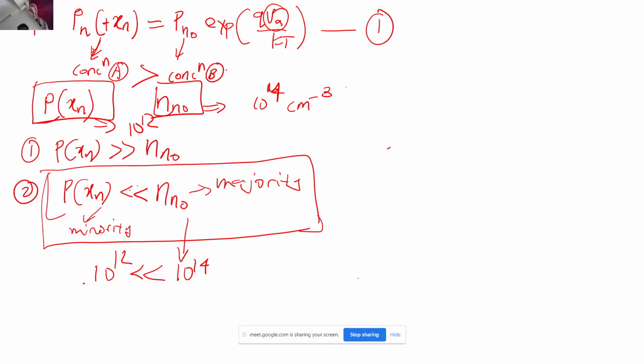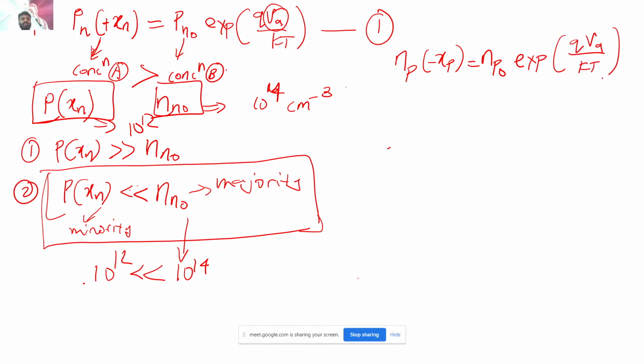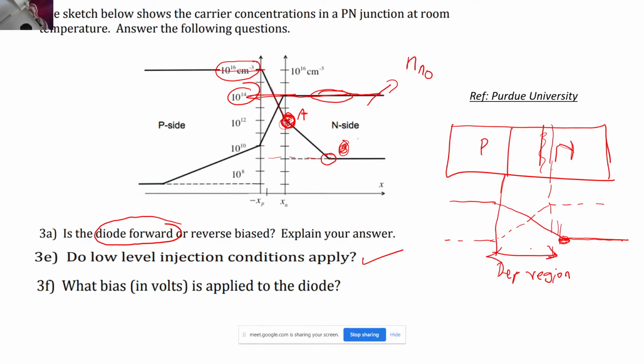As someone had told me to use the formula, okay, I will use a different formula now just to help you guys. NP naught exponential to the power Q VA by KT. What I did before was written for the minority carriers injected from the P to the N side, right? Now this is for the minority carriers, that is the electrons injected from the N side to the P side, correct? So now let's look at the value of NP at minus XP.